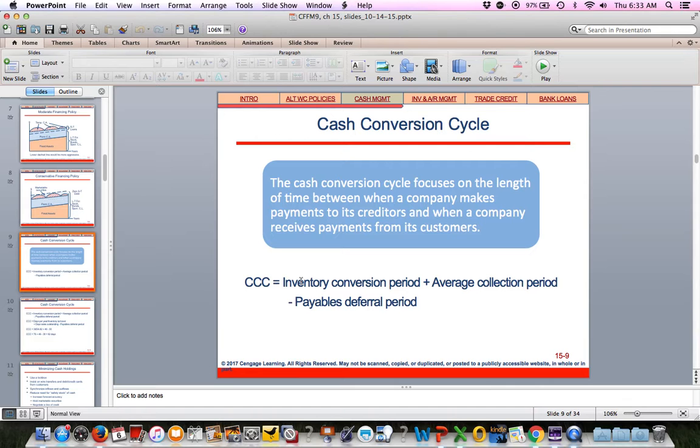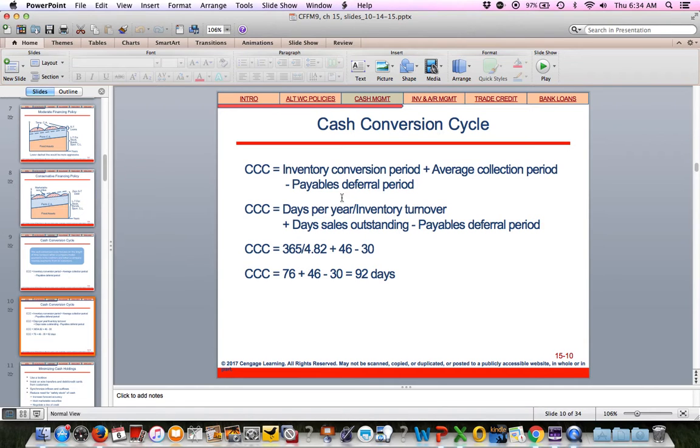The formula here is pretty easy. It's our inventory conversion period plus the average collection period minus our payables deferral period. So how long does it take us to turn sales into cash? So here again is the formula: inventory conversion plus average collection minus payables deferral period.